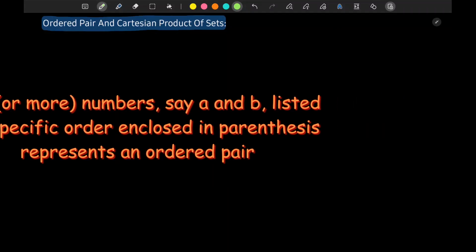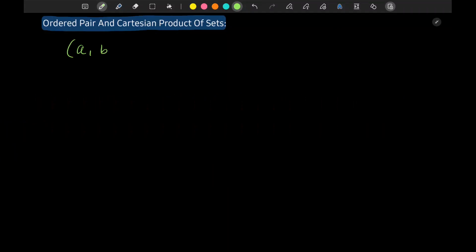So for example, let's take two numbers A and B, and the numbers are then enclosed within brackets. This is known as an ordered pair, where the first element is known as the first component or the first member, and the second element is known as the second component or the second member.